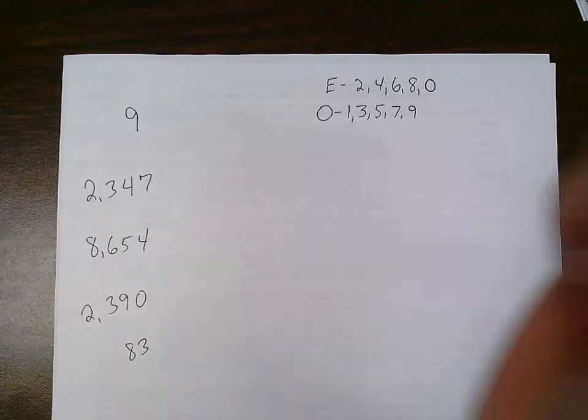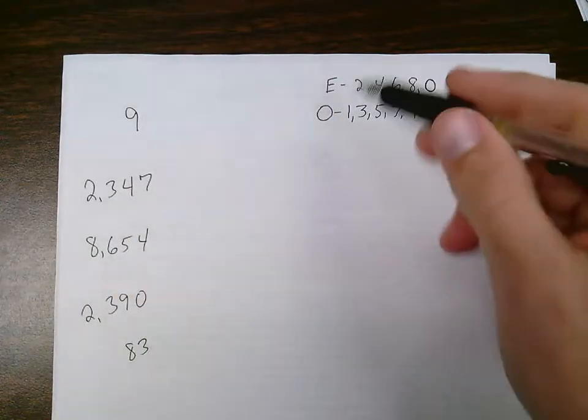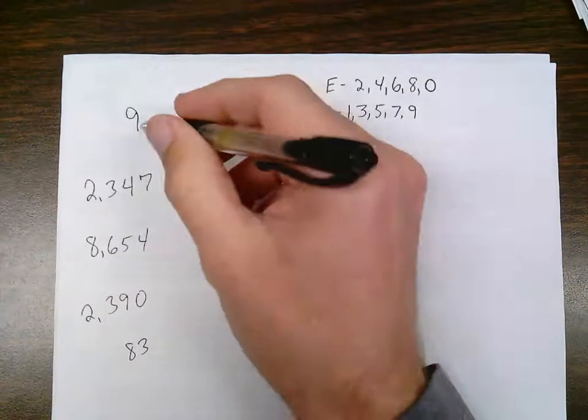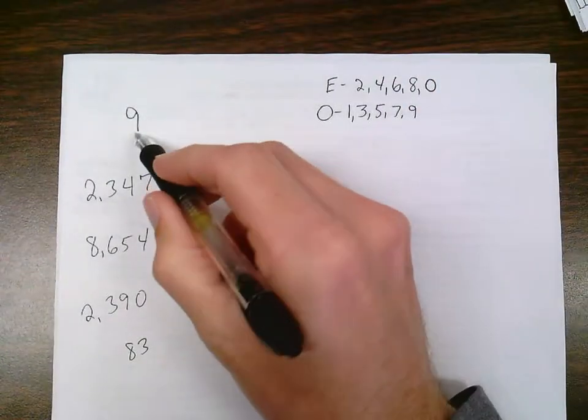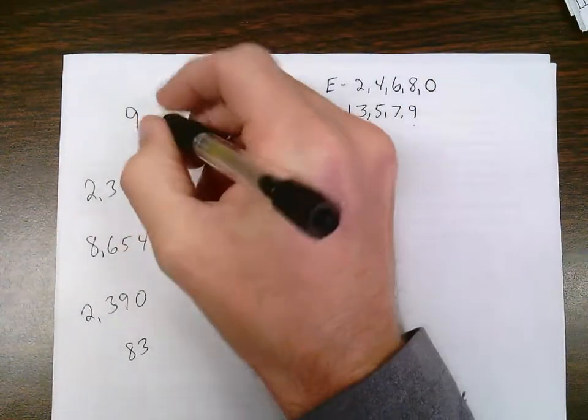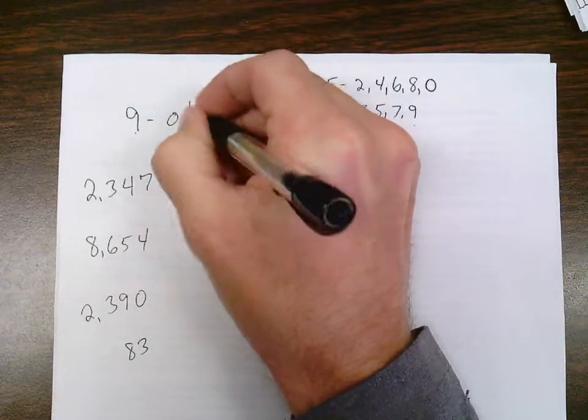So whenever I want to identify an even number or odd number, I look at the ones place. This one is a 9. 9 is an odd number, so that is odd.